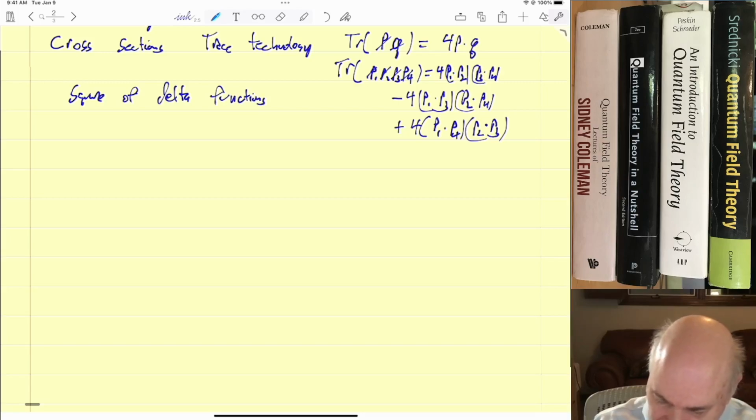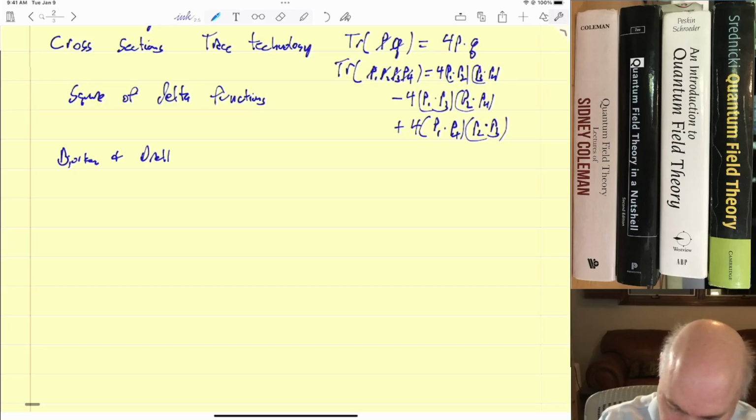Square of delta functions. Then I still recommend Relativistic Quantum Mechanics for the propagator.